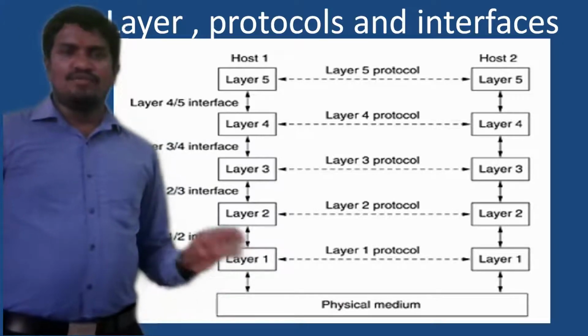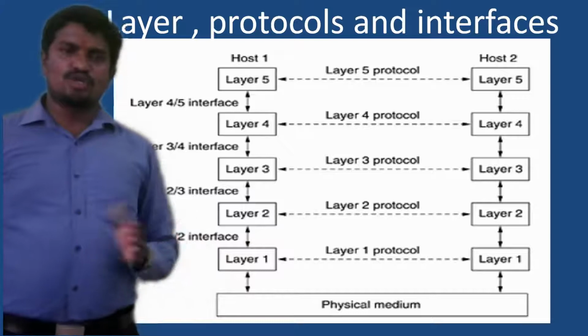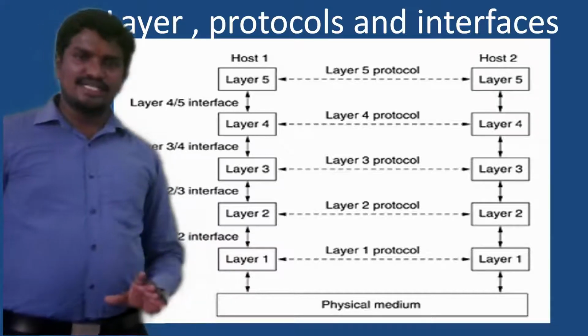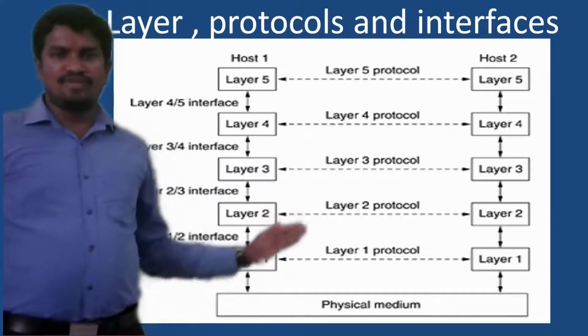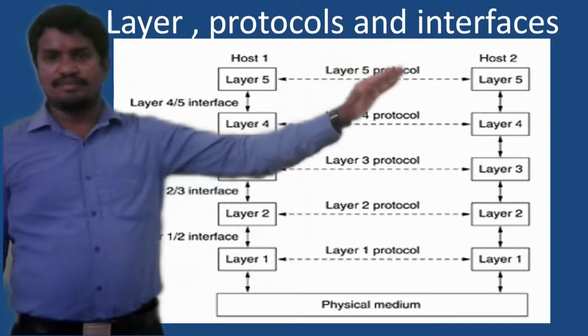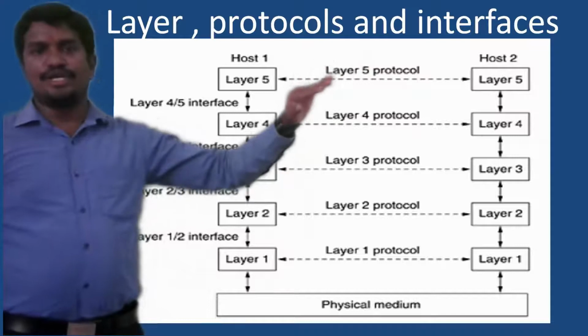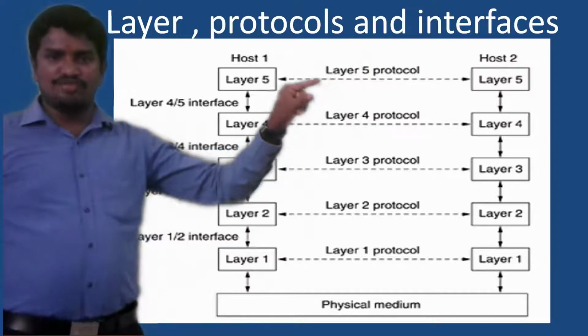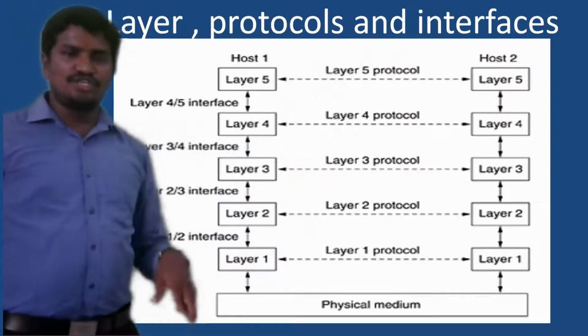I repeat, if you want to communicate from one system to another system, there are different layers on both sides. And always remember, layer 5 of one system is communicating with layer 5 of the other system, but they are not directly communicating. So whatever the dotted lines we have shown here is called a virtual communication.